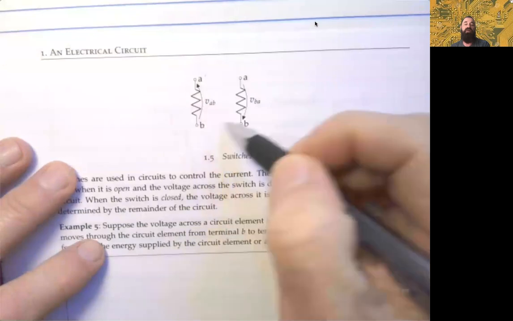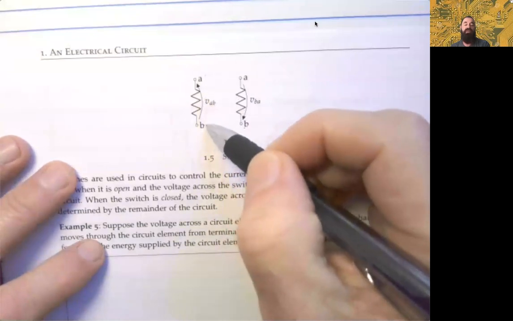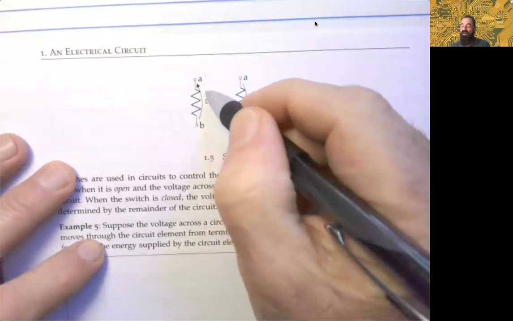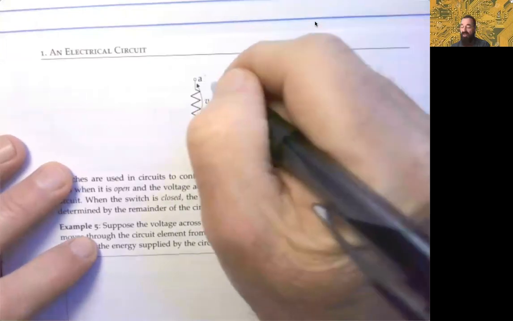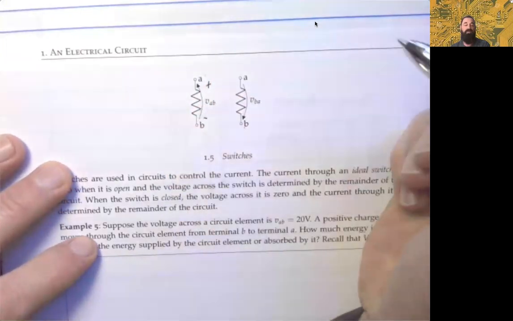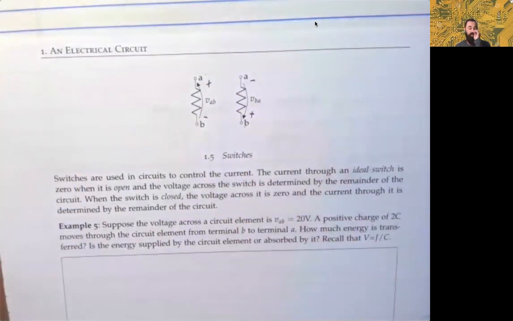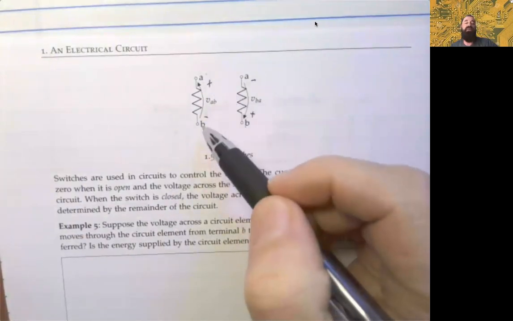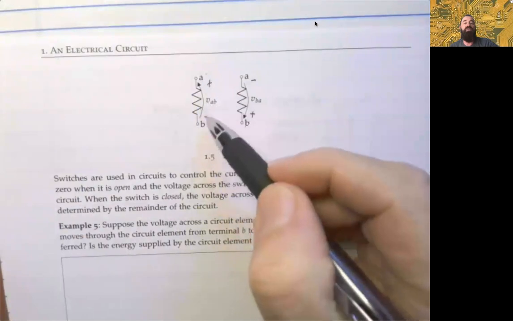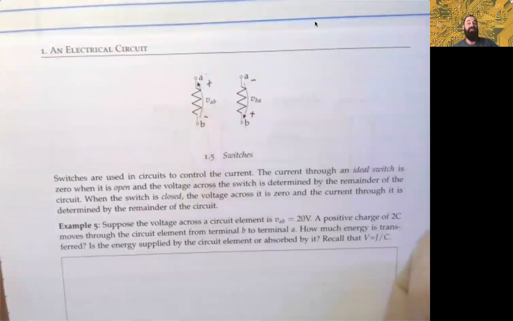Top terminal is A, bottom terminal is B, but they use arrows here. And the direction that the arrow is pointing is going to be your positive polarity. So in other words, it's pointing to plus and it's coming from minus, or it's pointing to plus here and coming from minus. So it matches up exactly to what we just had a minute ago, but rather than using pluses and minuses, you may see them with arrows, but the arrow is always pointing at the plus, the positive polarity.